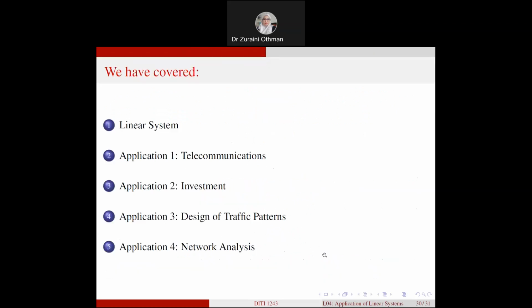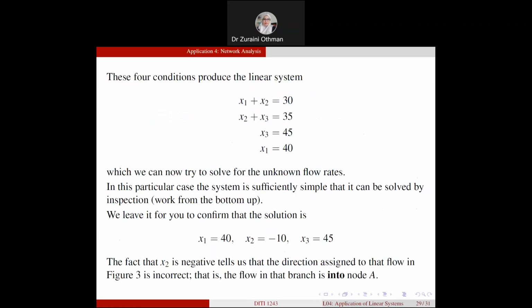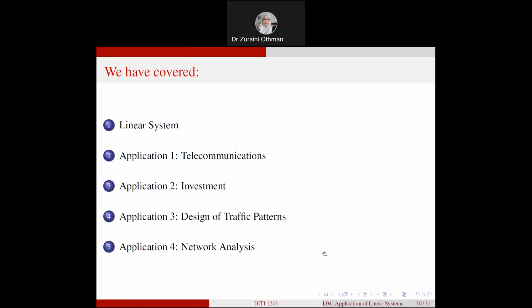Okay, and this is the application of linear system. Okay, this is the topic that we covered. Then after this we meet in the tutorial. Then we look at the question, how we solve the problem or application of linear system in a tutorial later.